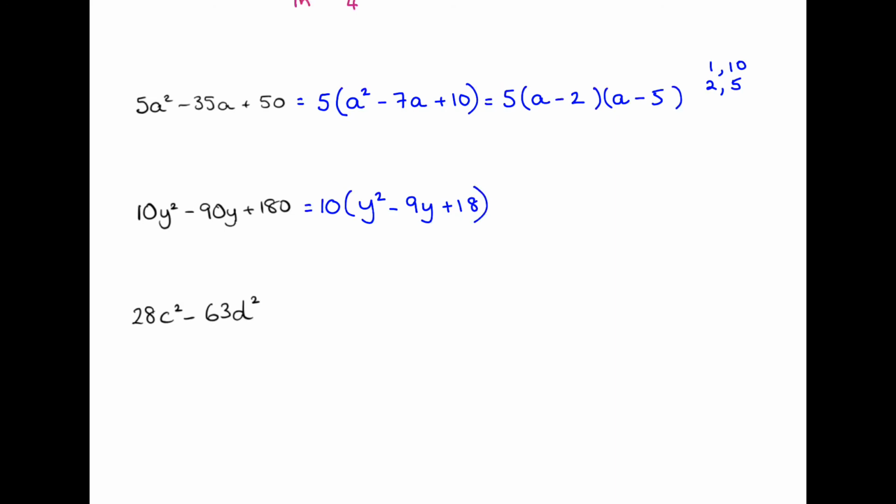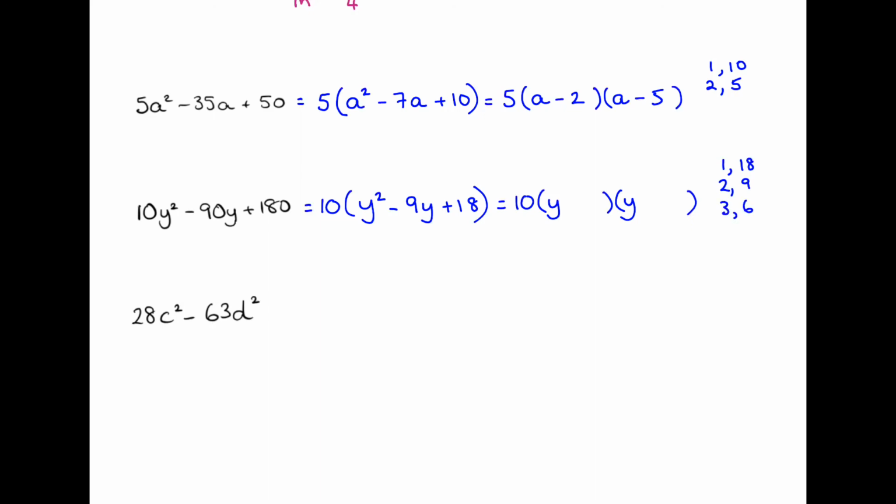So we've got our 10. We've got a trinomial in the bracket. So we need 2 brackets. We look at what goes in the front of those brackets, and that's going to have to be y's. We write down the factors of the third term in pairs. So 1 and 18, 2 and 9, 3 and 6.